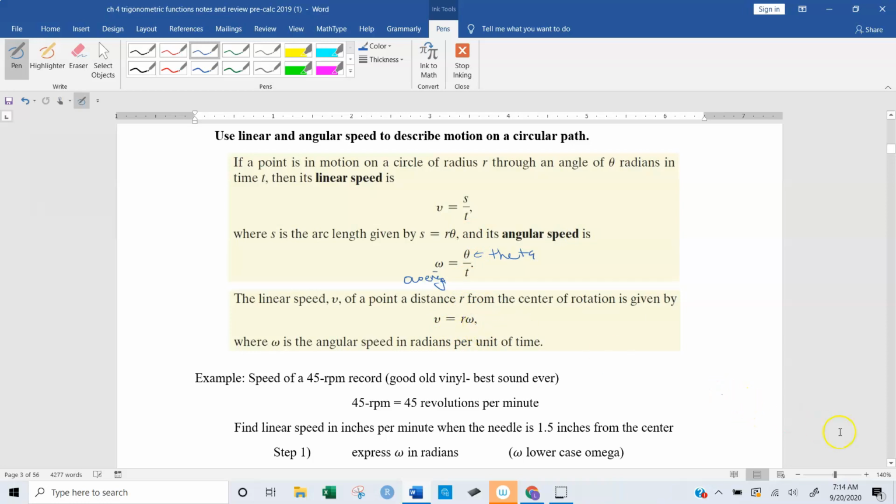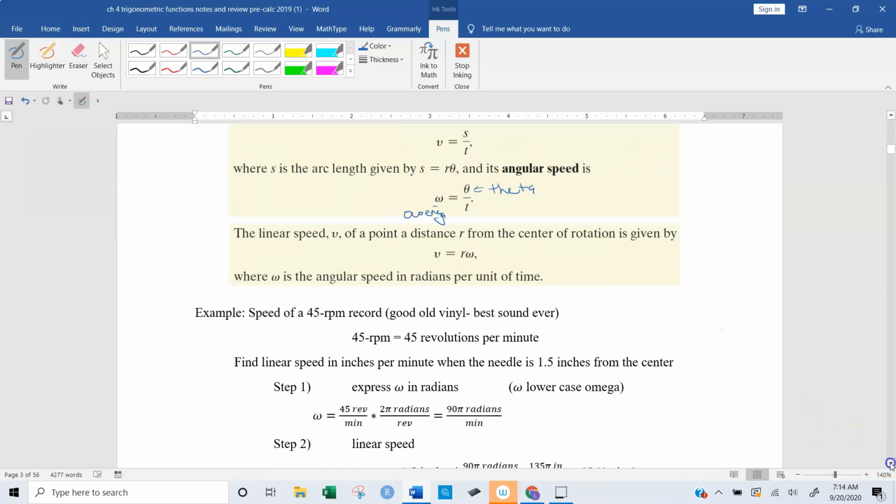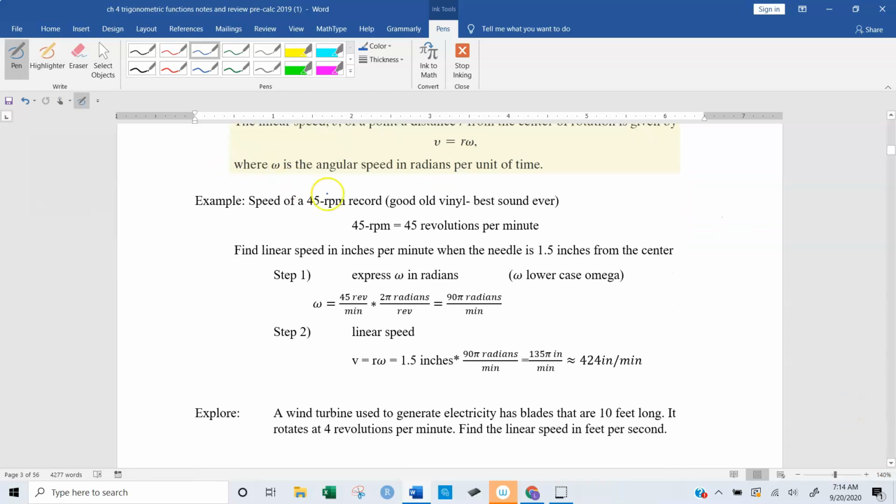So let's do some calculations here. The speed of a 45 RPM record. All right, so an old vinyl record. Your parents probably have some in the basement. Okay, so RPM means revolutions per minute. So it goes around 45 revolutions per minute, which is what we need. I want to know how fast the record is actually traveling on my recorder.